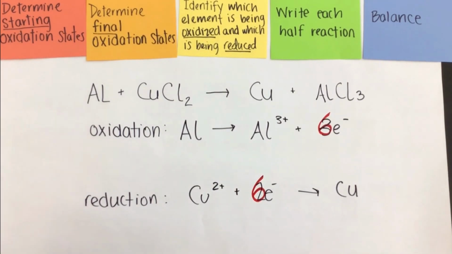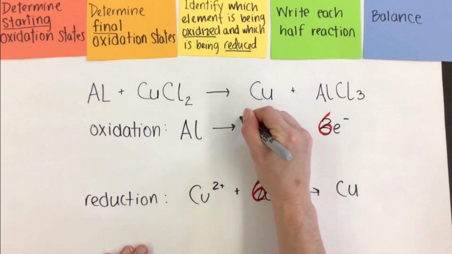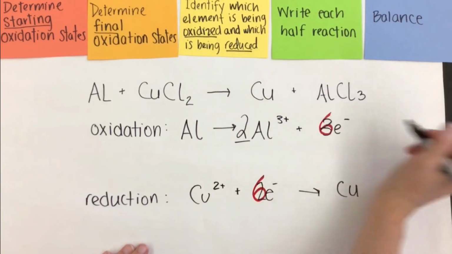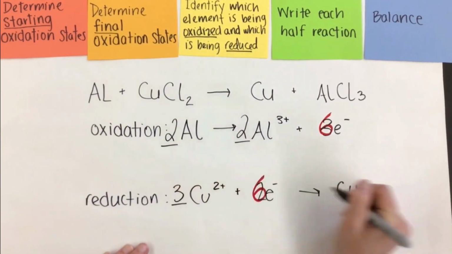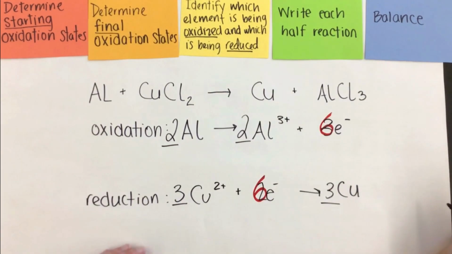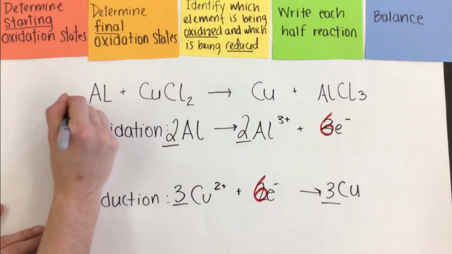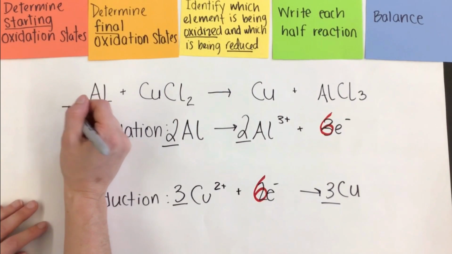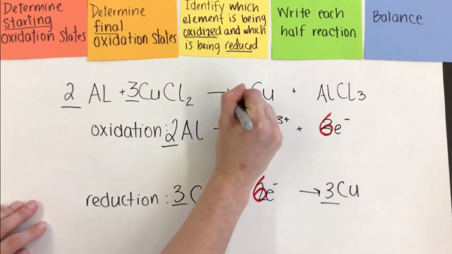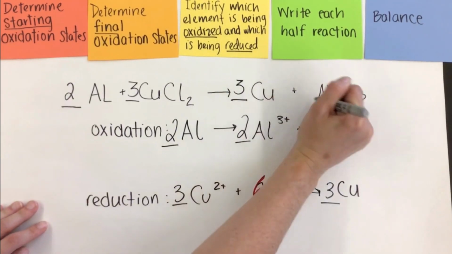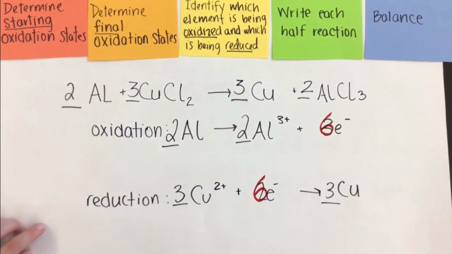Now I need to look at what I just did. So I multiplied 3 times 2 to get aluminum to equal 6 electrons. So I'm going to put 2 in front of all the other aluminums. And I multiplied 2 times 3 to get copper to have 6 electrons that it was gaining. And so to balance this equation, I'm going to put those coefficients in the same places in the balanced chemical equation, just to make sure that I am balancing my half reactions to balance my equation.